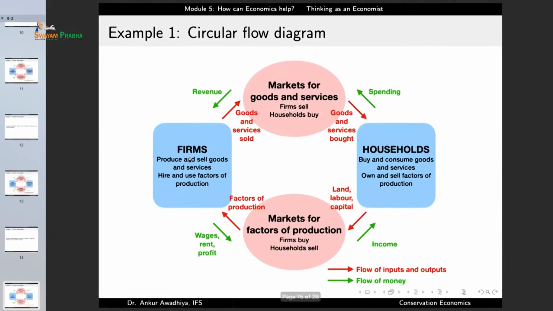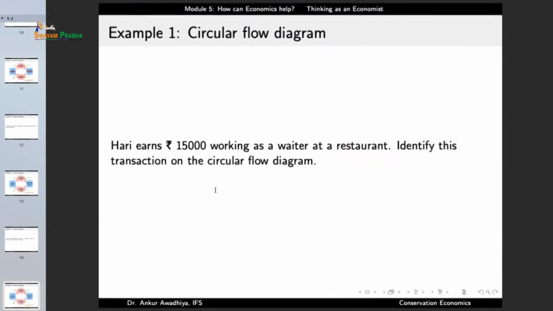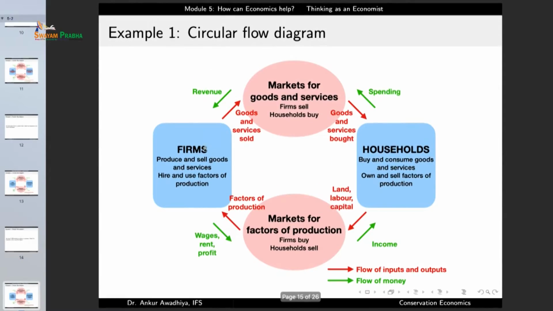So in this case, the firm is the restaurant, because firms hire and use the factors of production. In this case, the restaurant is hiring the factor of production, which is Hari, and using Hari as a waiter. So the restaurant is the firm, Hari is the household because Hari is owning and selling the factor of production, which in this case is his own labor. This interaction is occurring in the market for the factors of production, where the firms buy and the households sell.